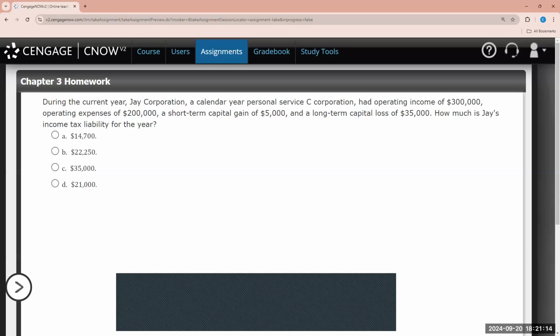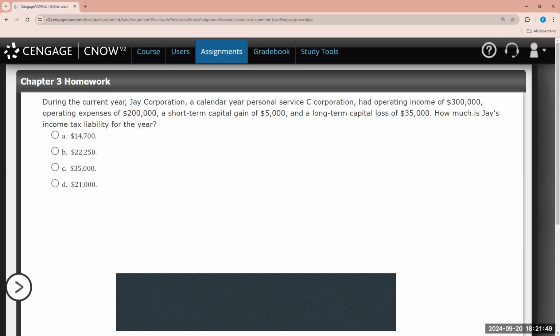So this brings us to our next question. It asks, how much is J's income tax liability for the year? It says, during the current year, J Corporation, a calendar year personal service C corporation, had operating income of $300,000, operating expenses of $200,000, a short-term capital gain of $5,000, and a long-term capital loss of $35,000. How much is J's income tax liability for the year?